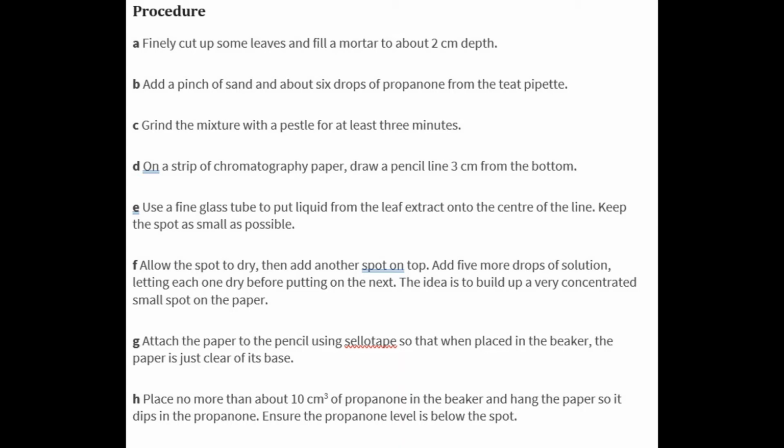Attach the paper to the pencil using sellotape so that when placed in the beaker, the paper is just clear of its base. Place no more than about 10 cm cubed of propanone in the beaker and hang the paper so it dips in the propanone. Ensure the propanone level is below the spot.